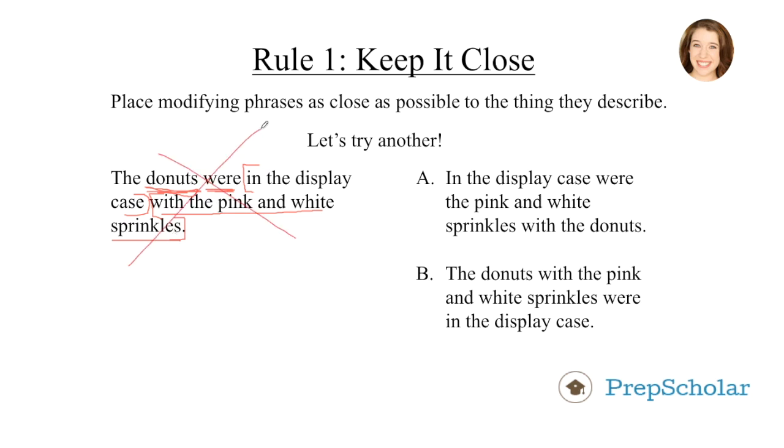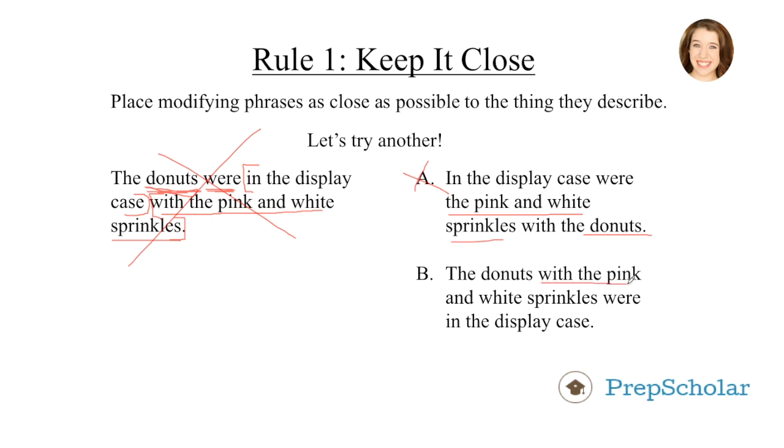So, not this. What about A? In the display case were the pink and white sprinkles with the donuts. Well, this one makes it sound like the pink and white sprinkles were totally separate from the donuts. And that's not at all what we got out of the first sentence, right? The donuts are the things that have the pink and white sprinkles. So, not A. That leaves us only with B.